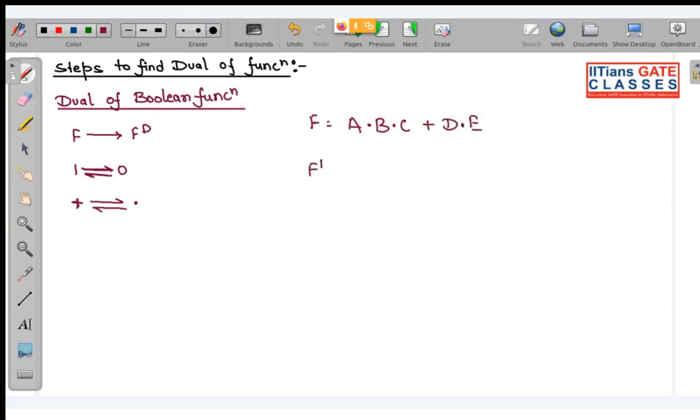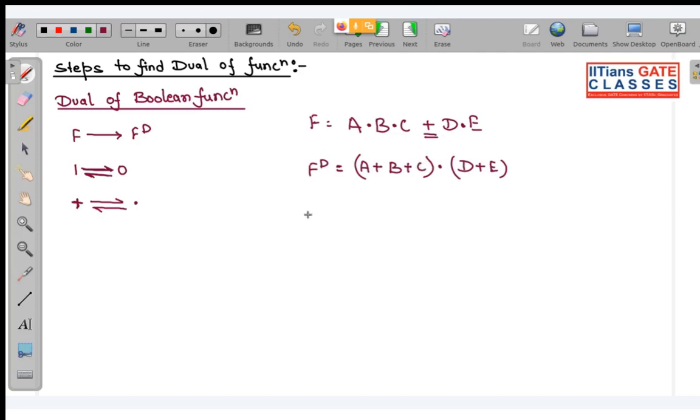For the dual function, you need to replace the dot with plus and vice versa, and 1 with 0 and vice versa. Here we have a dot, here also a dot, and here we have 1 plus. So look very carefully. This dot I am replacing with plus, this one also with plus, and this plus will be replaced with a dot. This is the dual of this function. Is this clear?